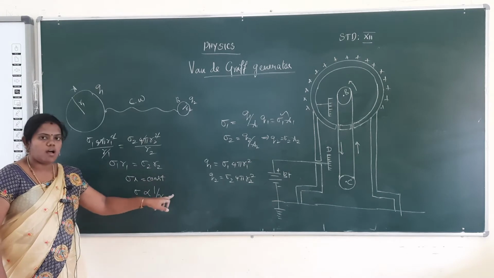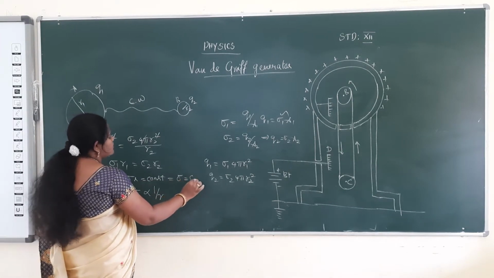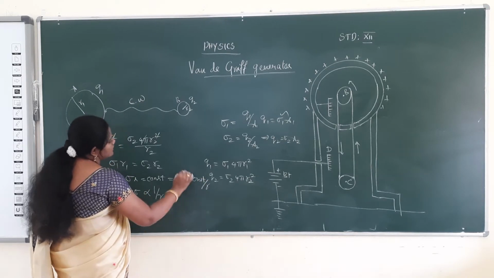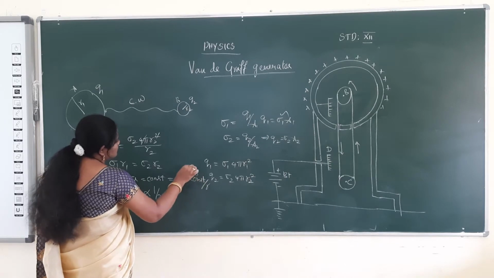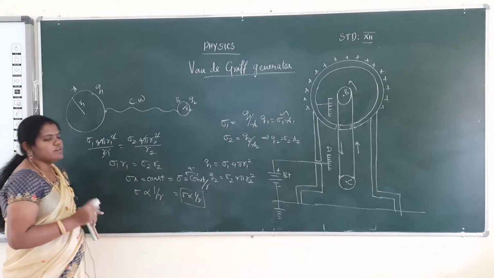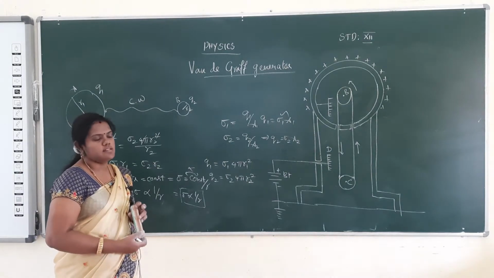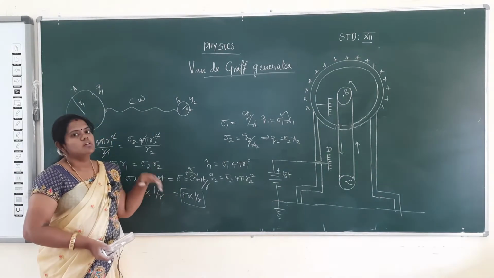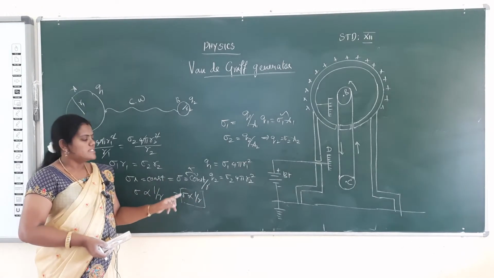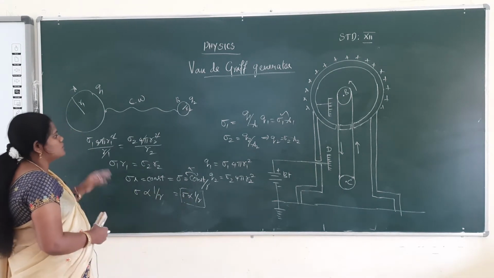What does it mean? Sigma is equal to constant by R, so sigma is proportional to 1 by R. So the charge density is inversely proportional to the radius of the sphere. This is the condition for how charges are distributed in a conductor. Sigma is inversely proportional to the radius of the sphere. This is the distribution of charges.